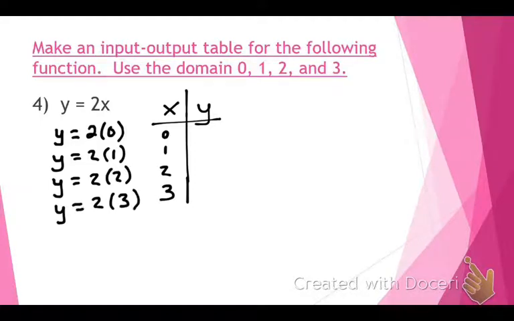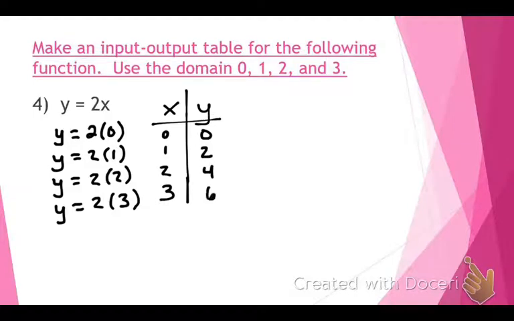Okay? Remember, all you're doing, if this says 3 right here, I am plugging in 3 right here. That says 2, that gets to be a 2. Okay? You're just plugging in substitutions. So everybody, what's 2 times 0? 0. 2 times 1? 2. 2 times 2? 4. And 2 times 3? 6.